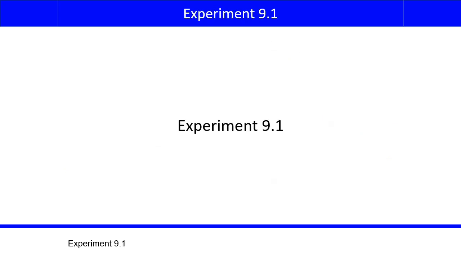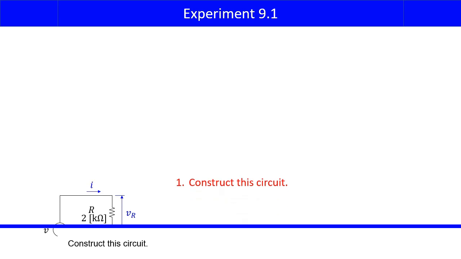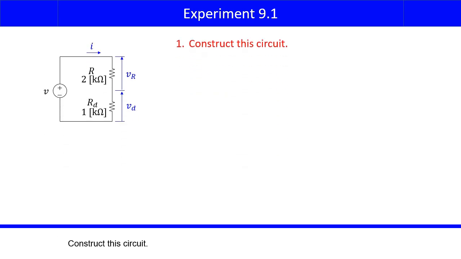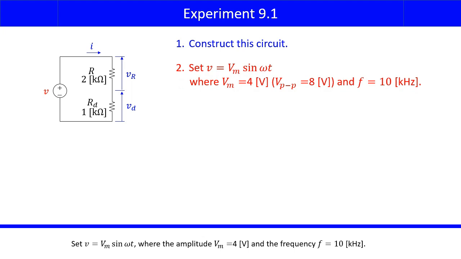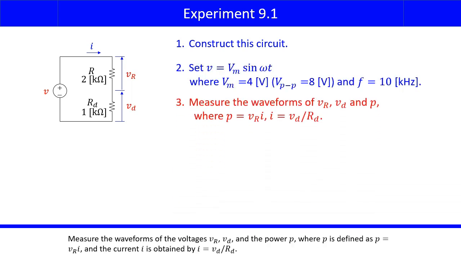Experiment 9.1. Construct this circuit. Set V equals Vm sin omega t, where the amplitude Vm equals 4 volts, and the frequency f equals 10 kHz. Measure the waveforms of the voltages VR, Vd, and the power P. Where P is defined as P equals VRI, and the current I is obtained by I equals Vd over Rd.